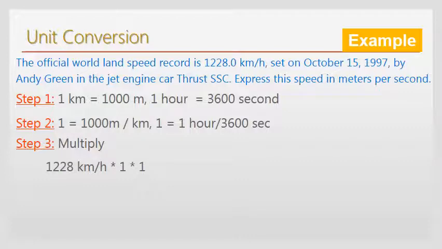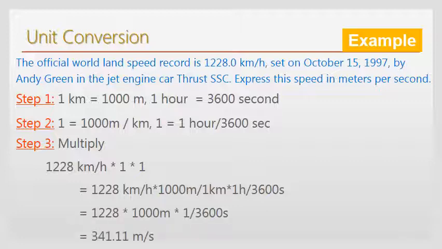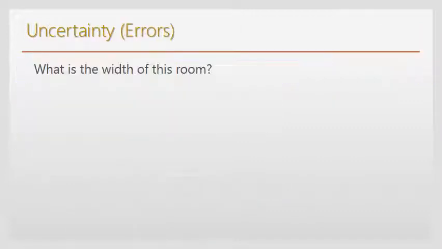the speed you have in kilometer per hour by 1 for the conversion of kilometers to meters, and 1 for the conversion of hours to seconds. For the first one, we have 1000 meter per 1 kilometer. For the second one, we have 1 hour over 3600 seconds. Then the result will be simply 341.11 meter per second.